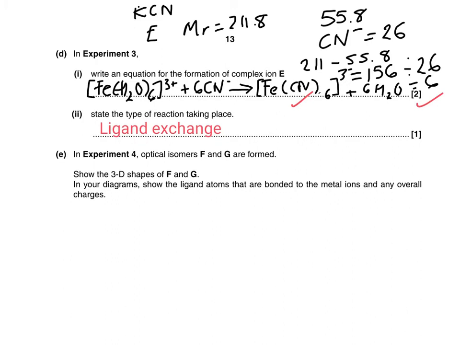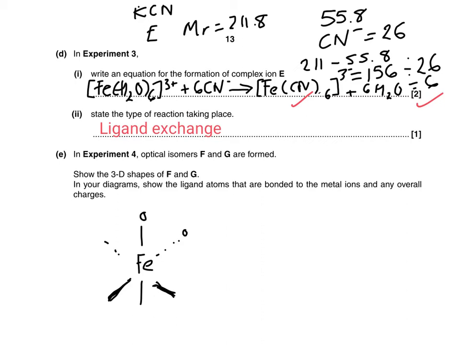Okay, in experiment 4, we form 2 optical isomers. So the optical isomers are the ones that are mirror images of each other. You get a mark for either way of writing this. So let's do one. Remember, when you're drawing these, it's best off to start with your iron in the middle first and draw the 6 coordinate bonds. So I start in the middle like this and then work outwards from there.